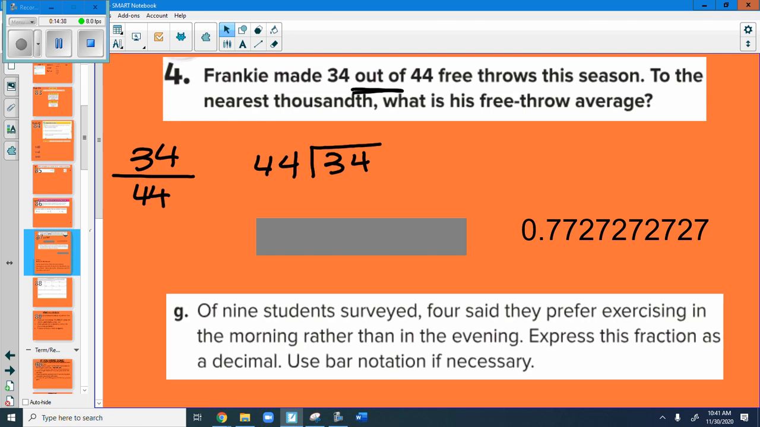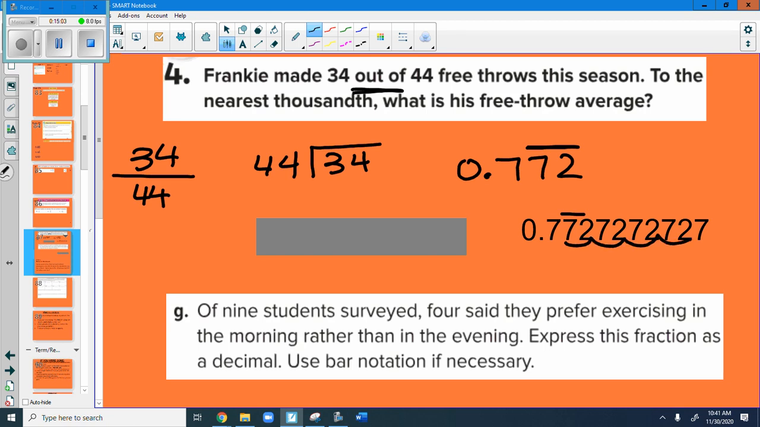But how would you write that as an answer on your paper? Good. Okay, 0.772, and then what did you say? Good job. And then the bar notation over the last 7, 2, because if you look, that's what's repeating. 7, 2, 7, 2, 7, 2, 7, 2, and so on. Okay? Would it be the same?